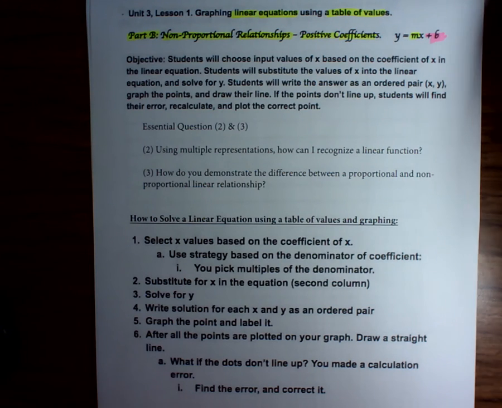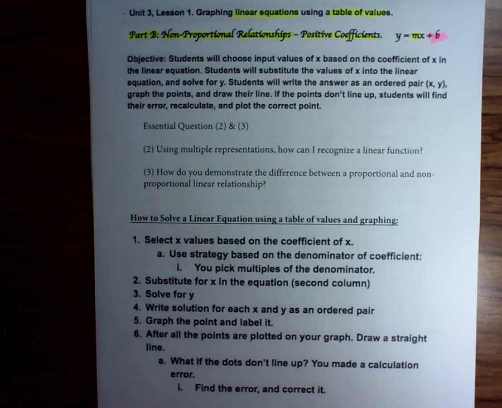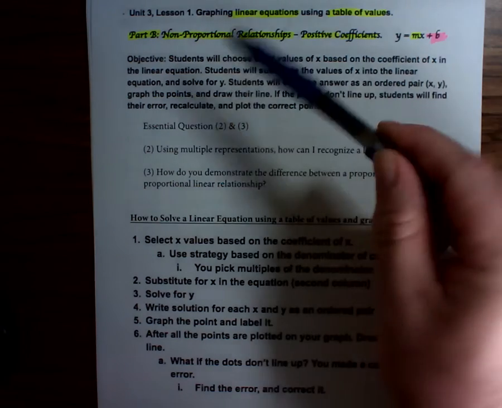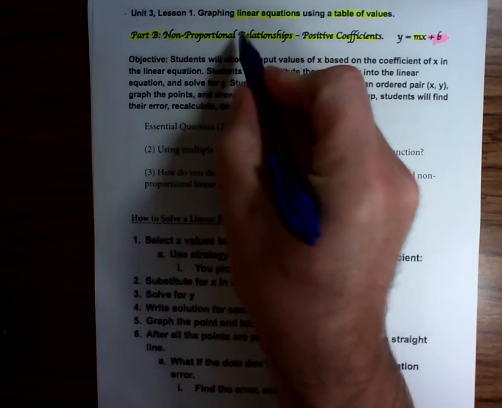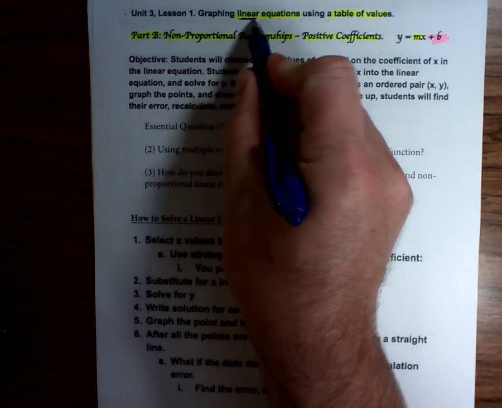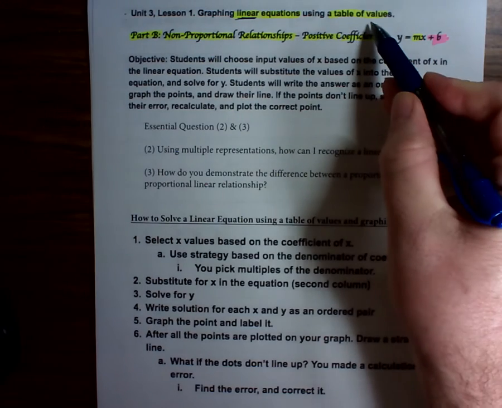Okay, everybody, welcome back to Unit 3, Lesson 1. We're going to be graphing linear relationships. So we have this word linear, meaning a straight line. Your answers are going to be straight lines. We're going to use a table of values initially.